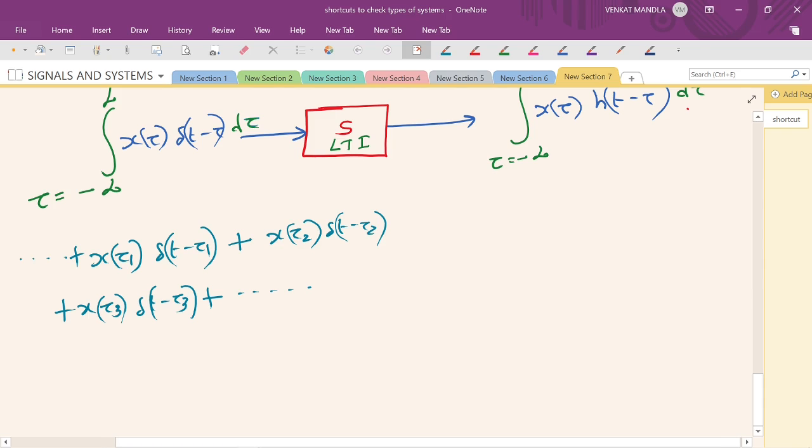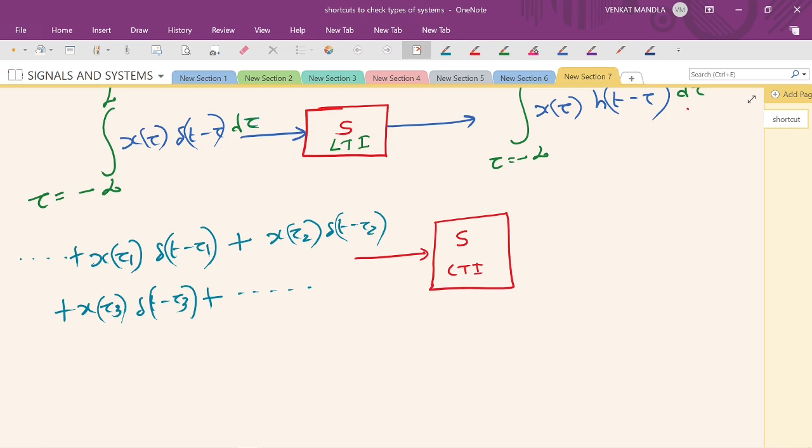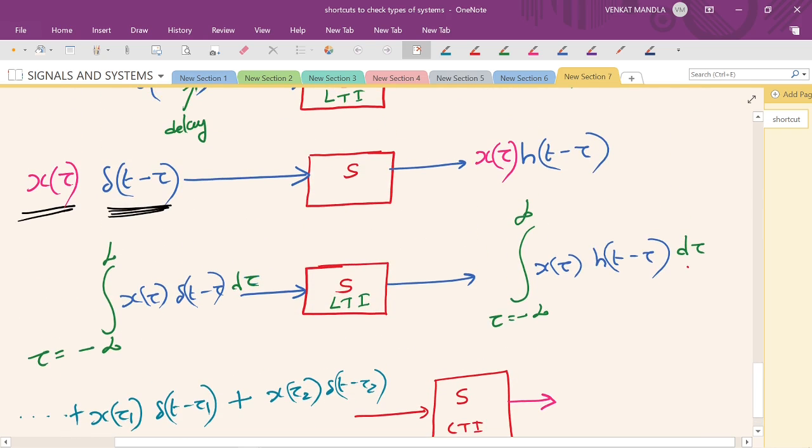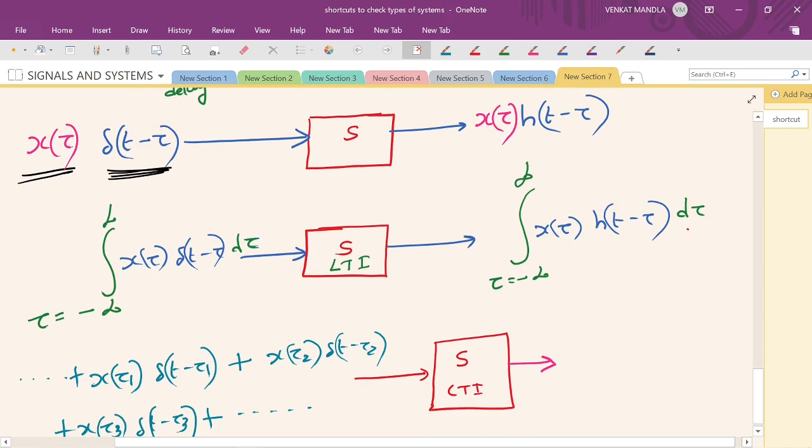Integration is nothing but summation of continuous time signals. I will apply this to the same system. It is LTI. We already know from the superposition principle that we get the output as if this is the input: delta of t, x of tau into delta of t is the input, x of tau into delta of t minus tau; this is the output, x of tau into h of t minus tau.